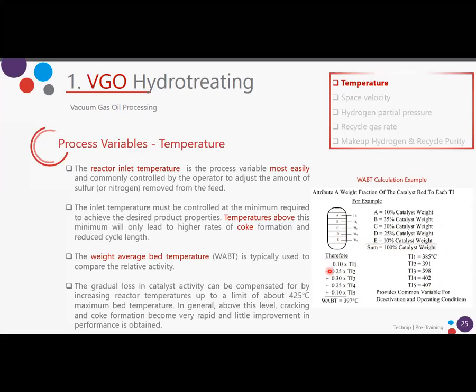So you will multiply the weight and the temperature, okay? Weight times the temperature plus the bed B and the temperature average in this bed and so on. And then you will have here the weight average bed temperature, okay? So that is the appropriate way to have this weight average bed temperature. So this is what is concerned with temperature.